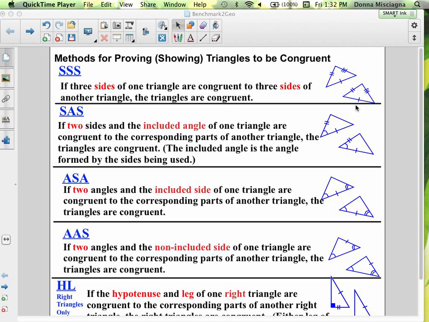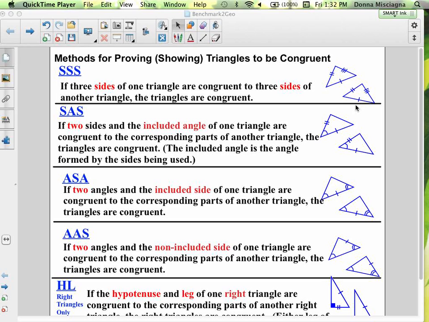We have two more that can be used on any triangle. Angle, side, angle. Right? So it's kind of like side, angle, side, except instead of two sides and the angle between, it's two angles and the side between. So if two angles and the included side of one triangle are congruent to the corresponding parts of another triangle, the triangles are congruent.